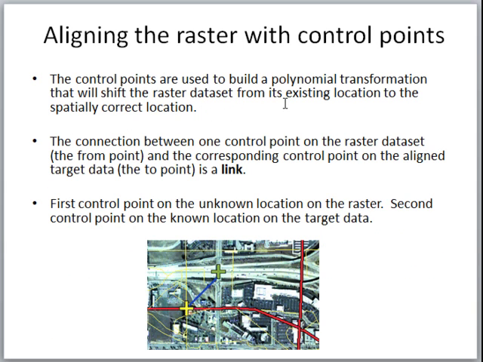The control points are used to build a polynomial transformation that will shift the raster data sets from its existing location to the spatially correct location. The connection between a control point on the raster data, the from point, and the corresponding control point on the target data is called a link. So here you can see in this example, this is the raster data in the background, and they've got this road intersection. And this raster data doesn't have real-world coordinates. So what they're doing is they're clicking a control point right there at the road intersection, and they're saying, this location on the raster data set that does not have real-world coordinates is actually this location on our target data, which in this case is a roads vector data set. The first control point you pick is on the unknown location. The second control point you pick is on the known location.